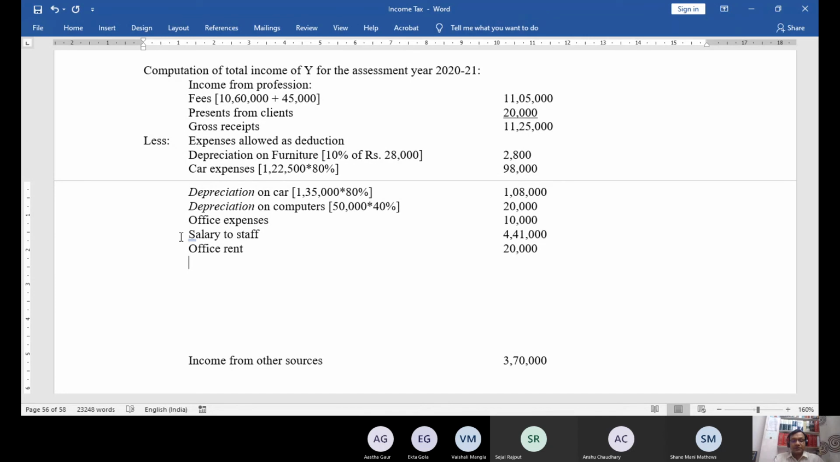Now this is my final PGBP. This is the final PGBP. How much is this PGBP? Can you tell me this?